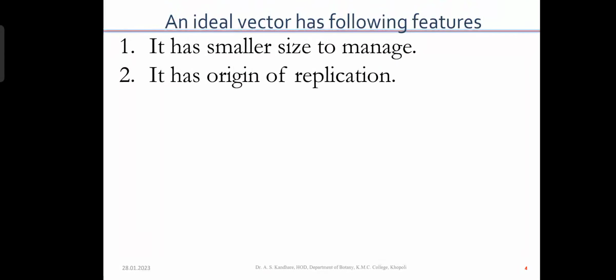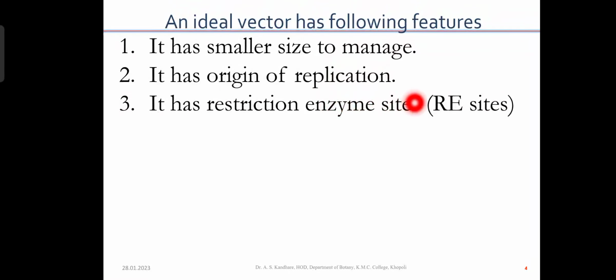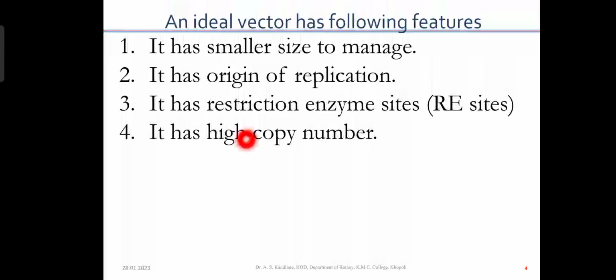This is one thing. It has origin of replication. उसके ऊपर ओरिजिन ऑफ रेप्लिकेशन होना चाहिए, उसे ओरी साइट कहते हैं. It has restriction enzyme sites, that is RE sites. So vectors should possess certain restriction enzyme sites where we can cleave the vector molecule and there we can insert our gene of interest. It has high copy number.